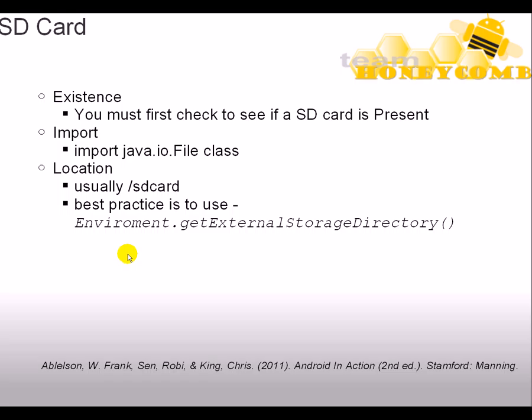The third consideration is location. Usually this is in the /sdcard location, but sometimes that isn't so. Sometimes when you plug in your phone or your handset, it won't have that directory. But most of the time, it does. So it's best to use the Environment.getExternalStorageDirectory method. This way, you can confirm the location of the SD card and avoid errors in your application.